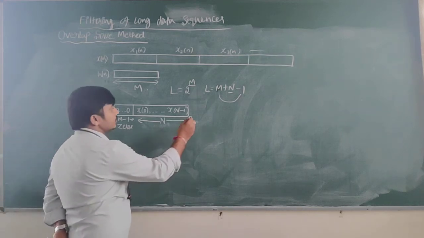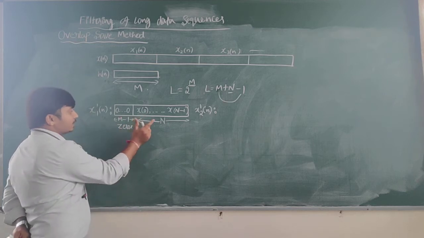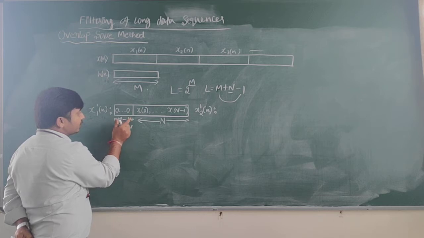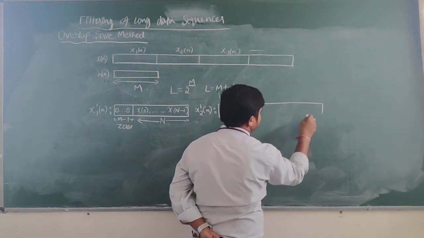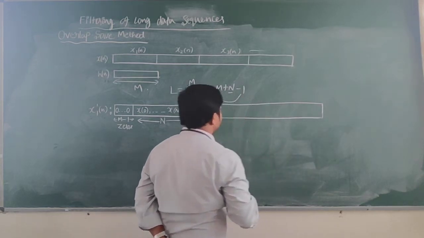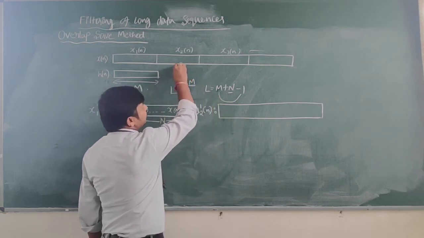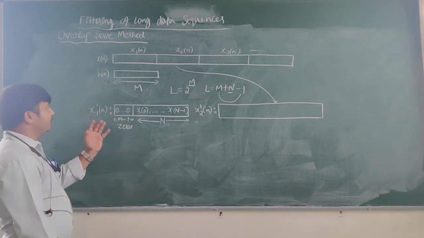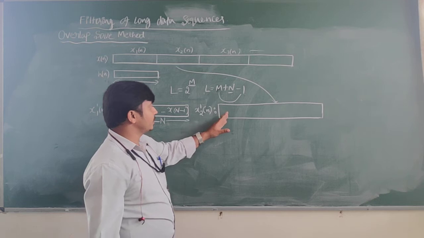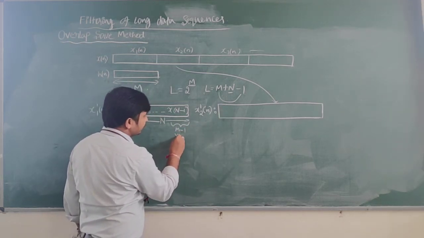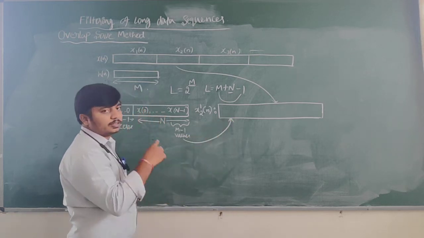The next sequence I call x2 dash of n. Here, very important: for the first sequence x1 dash of n, I add m minus 1 zeros at the starting, whereas the second sequence x2 dash of n consists of the last m minus 1 values of the previous sequence x1 dash of n as its first entries.